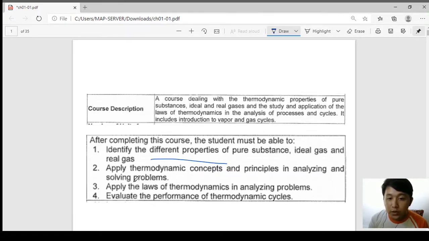So apply thermodynamic concepts and principles in analyzing and solving problems. Apply the laws of thermodynamics in analyzing problems. Evaluate the performance of thermodynamic cycles. Bali, sa thermodynamics 1, we have two thermodynamics. We have thermodynamics 1 and thermodynamics 2. So mas broad ang thermodynamics 2 kaysa sa thermodynamics 1. Ang gamay lang ang thermodynamics 1 na scope.